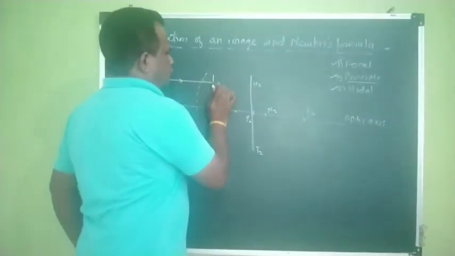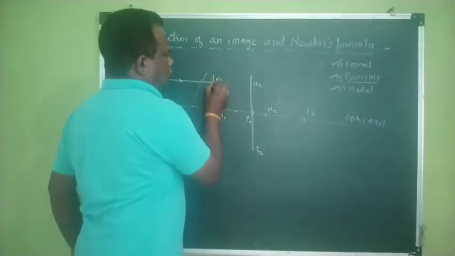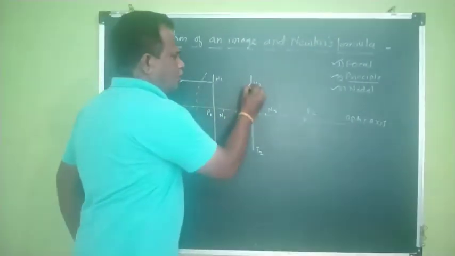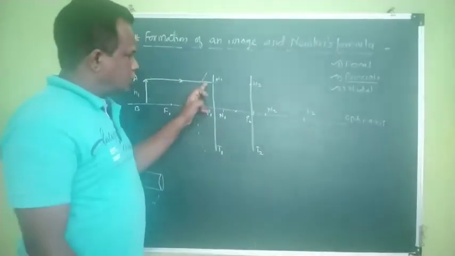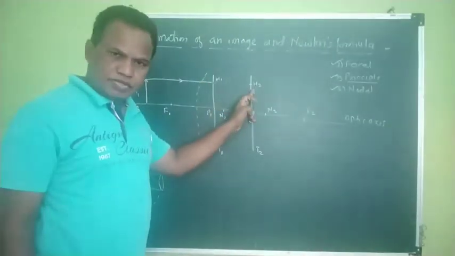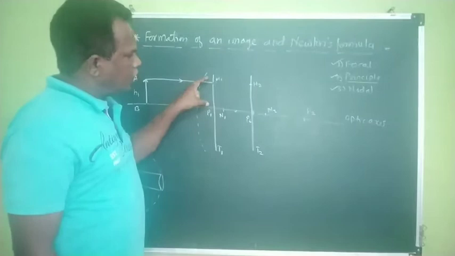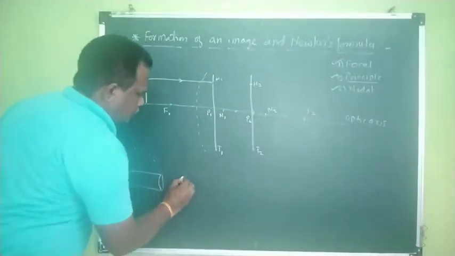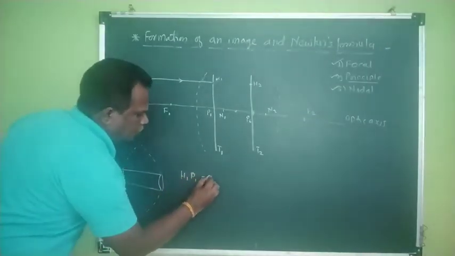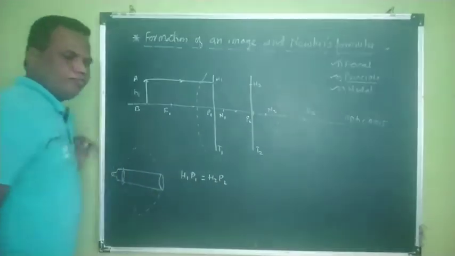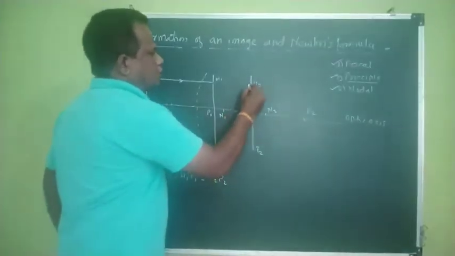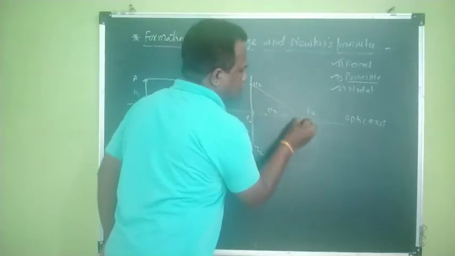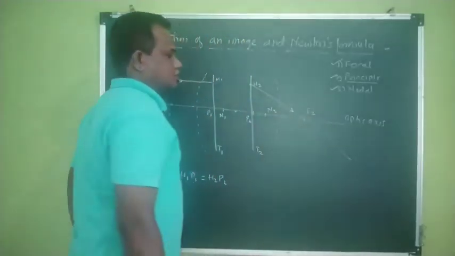By the properties of the principal plane, its emergent ray will start from second principal plane, where the height is the same. That means here we can write that h1 p1 is equal to h2 p2. At the same height, we can start the second principal plane and it goes through the focal point. So this goes in this direction.